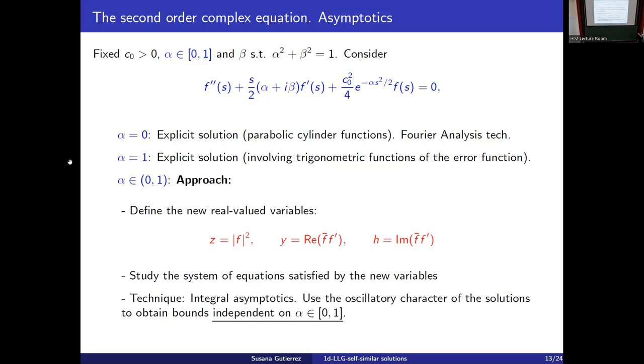The technique to study the system of equations satisfied by these quantities is using integral asymptotics, and we have an a priori conservation law that gives me bounds that allow me to start the bootstrapping. Using the oscillatory character of the solution, we can obtain bounds that are independent of the parameter between 0 and 1. So, in all the asymptotics, we can pass to the limit when alpha is zero. And what we obtain is the following asymptotics for the profile.